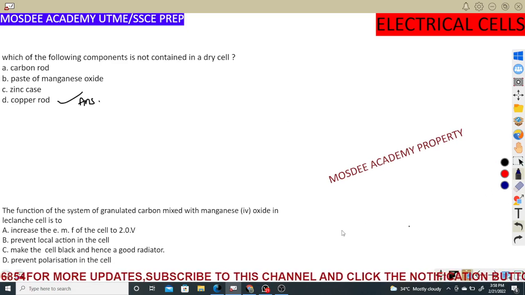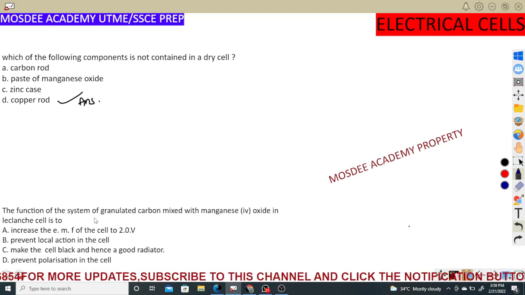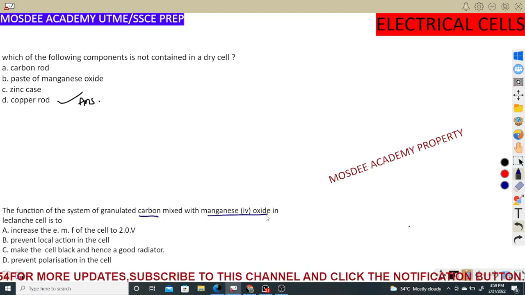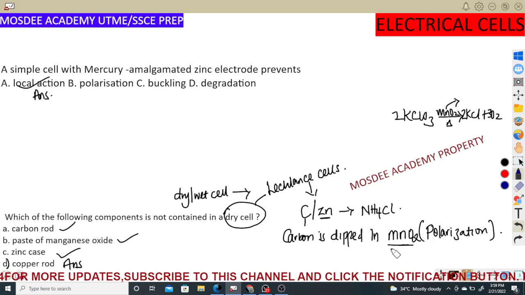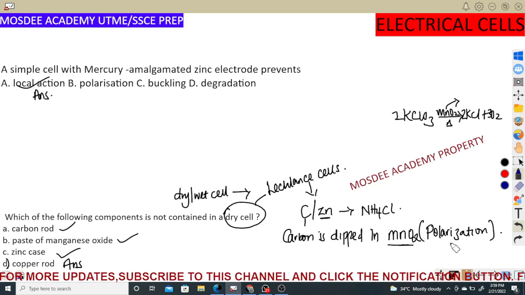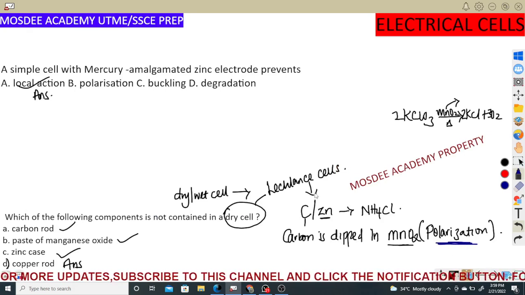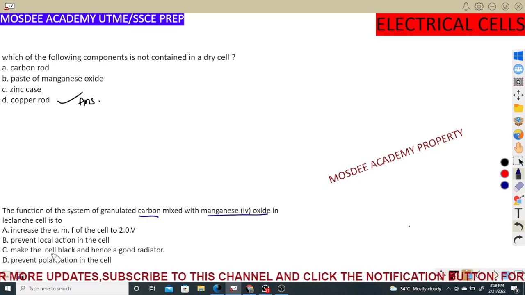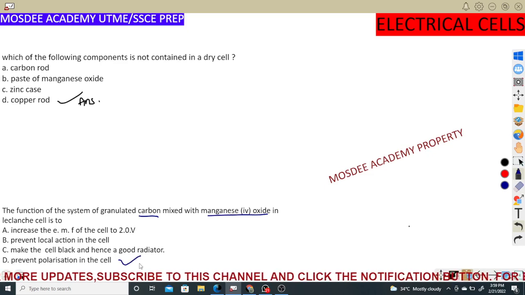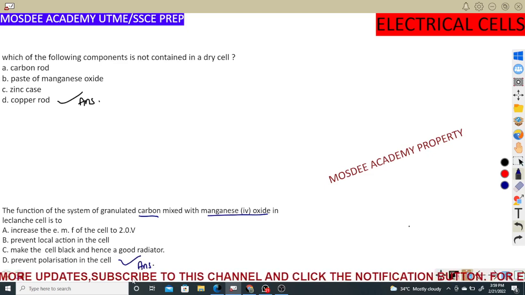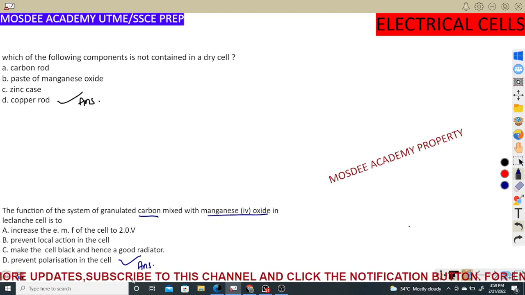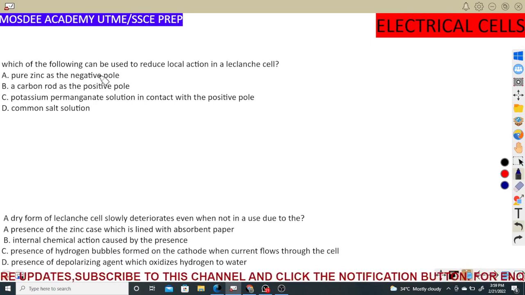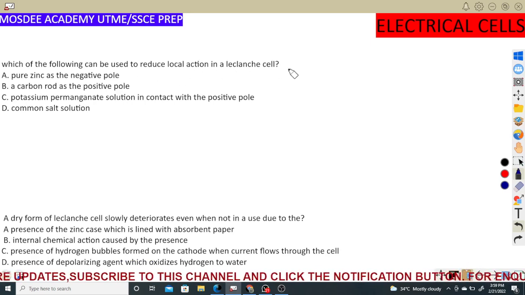Next question. The next is the function of the carbon. Look at this, what I talked about: carbon mixed with MnO2, manganese. Carbon dipped in MnO2 prevents what? Polarization in the Leclanche cell. Look at it: increase, prevents local action, make the cell of good order. You can see the answer is very simple to click when the concept is demystified. Next, guys. Which of the following can be used to reduce local action of a Leclanche cell?